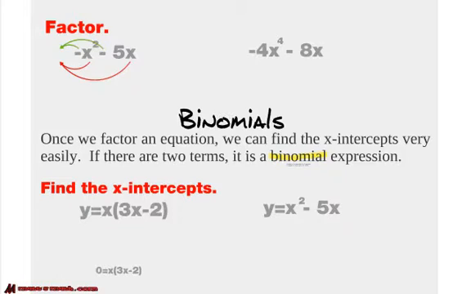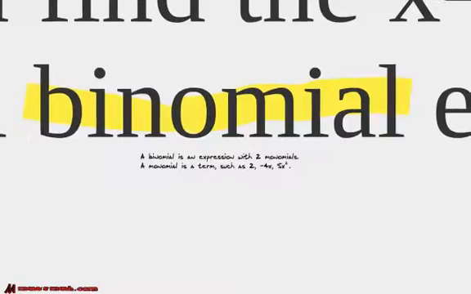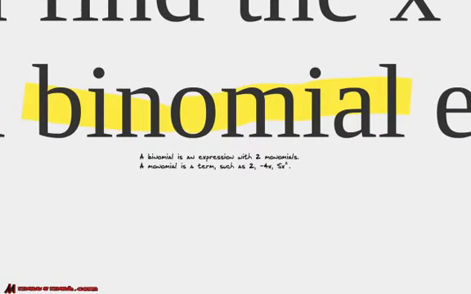All right. Well, in an expression, if we have two terms, it's considered a binomial. It's an expression with two monomials, and a monomial is one term, such as 2 or negative 4x or 5x squared, that kind of thing. A binomial has two of those.